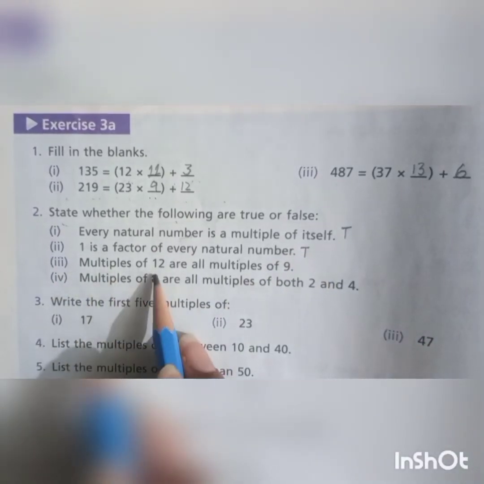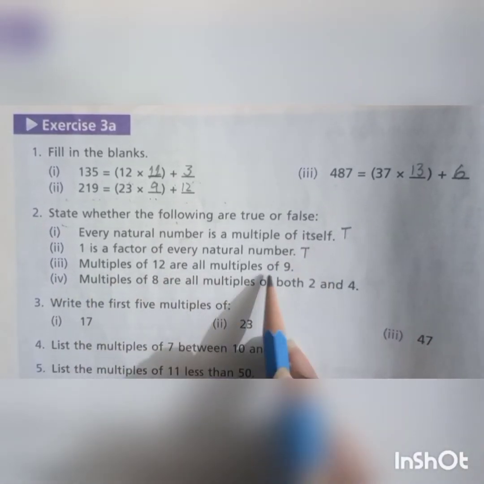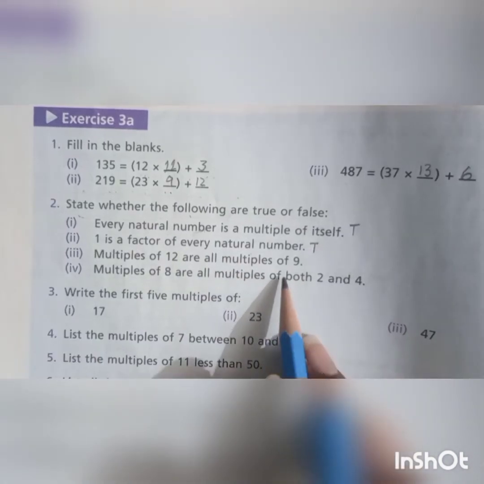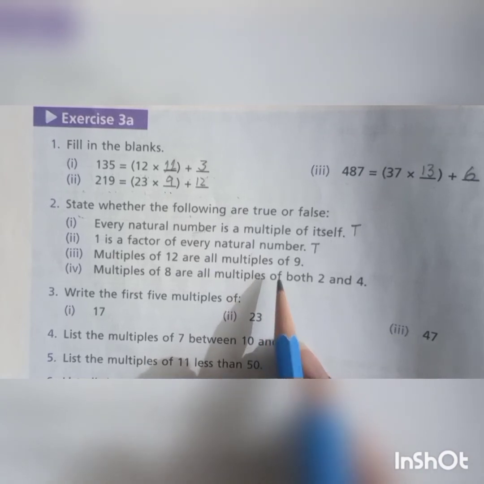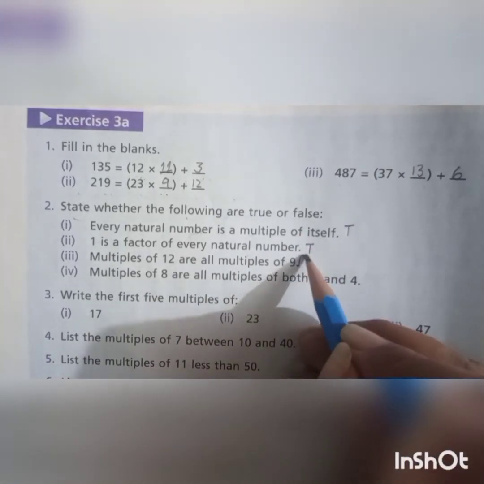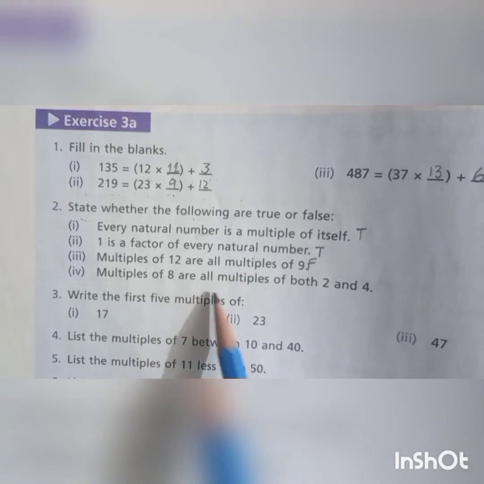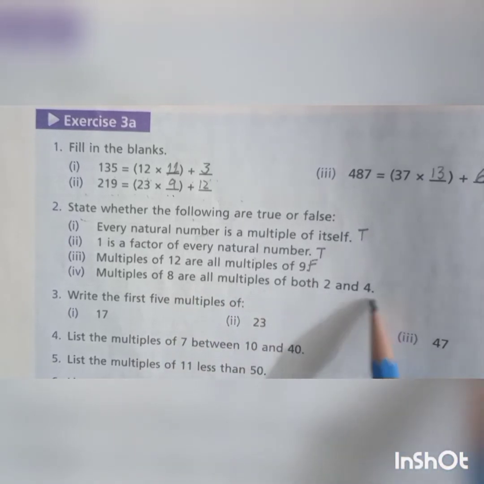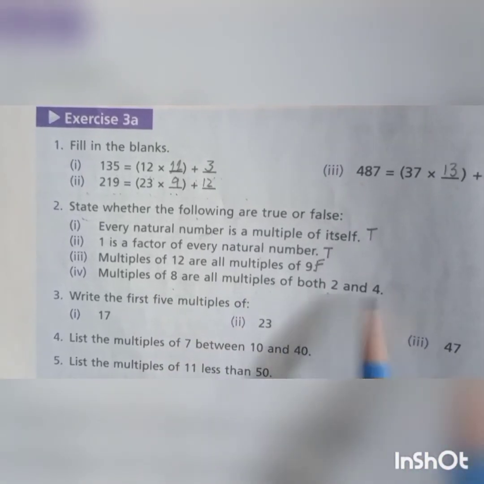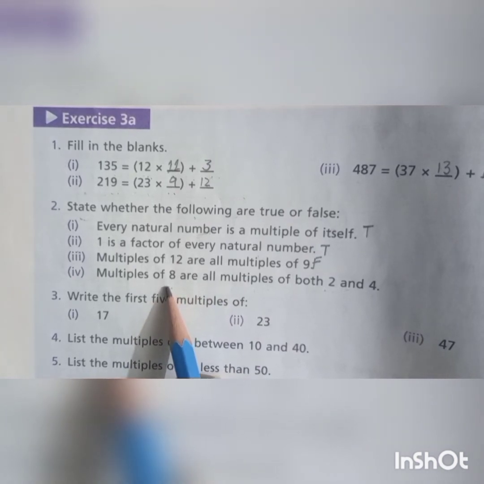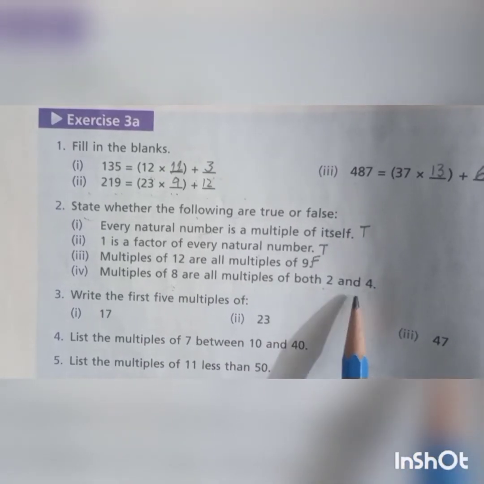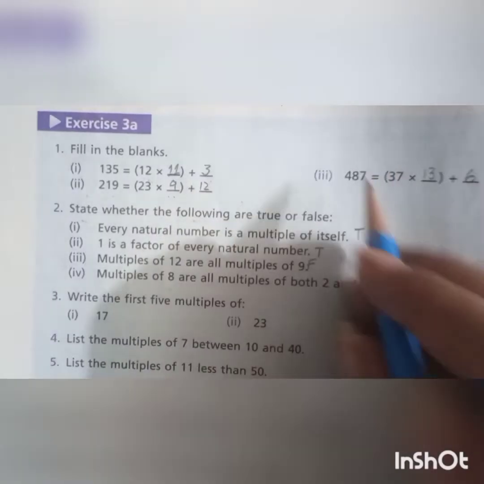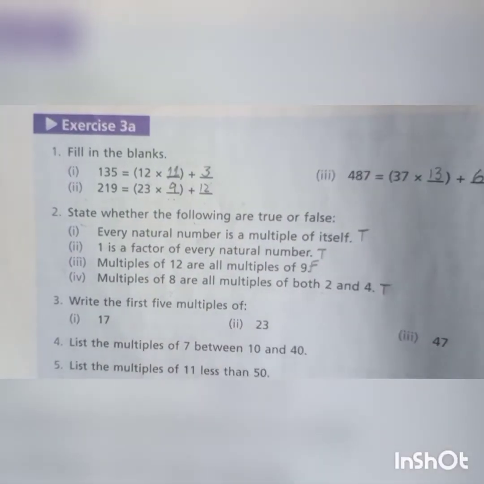Number 3 is multiples of 12 are all multiples of 9. Students, we know that the multiples of 9 are not all the multiples of 12, which shows that this statement is false. Fourth one is multiples of 8 are all multiples of both 2 and 4. As we know, in the multiples of 2 and 4 there exists 8. And if we see the second multiple of 8, that is 16, 16 is also a multiple of 2 and 4, which shows that this statement is true.